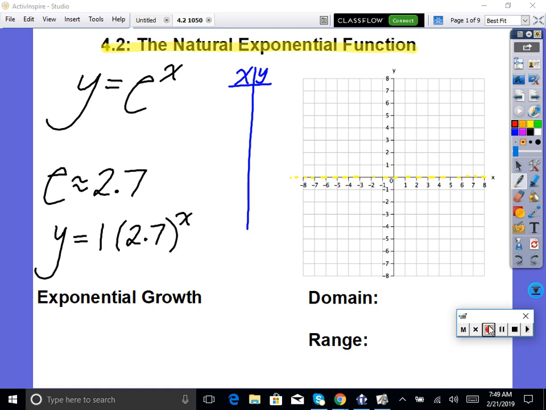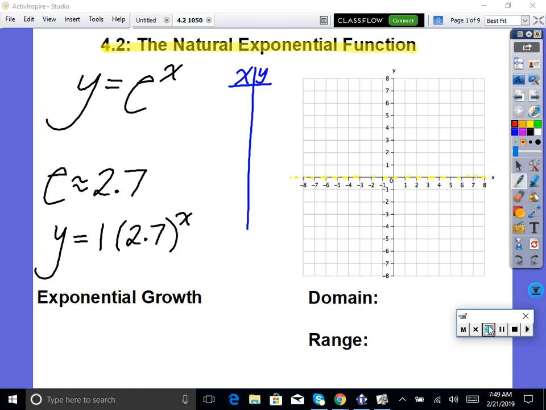So what happened was in real world situations, mathematicians kept seeing this number come up over and over again, this 2.7, whatever the decimal is. It came up so often that they said, let's give this a special symbol, kind of like how pi is 3.14. It's just a special symbol. So base e to the x is just an exponential function.